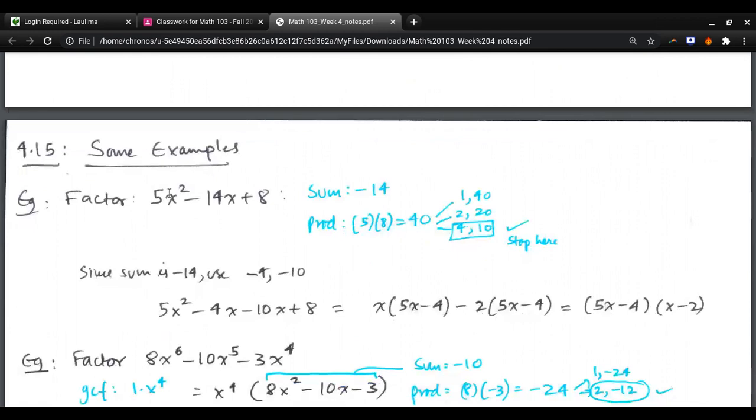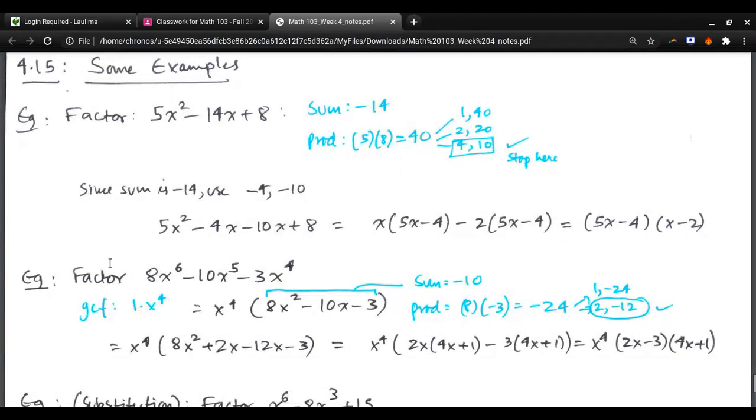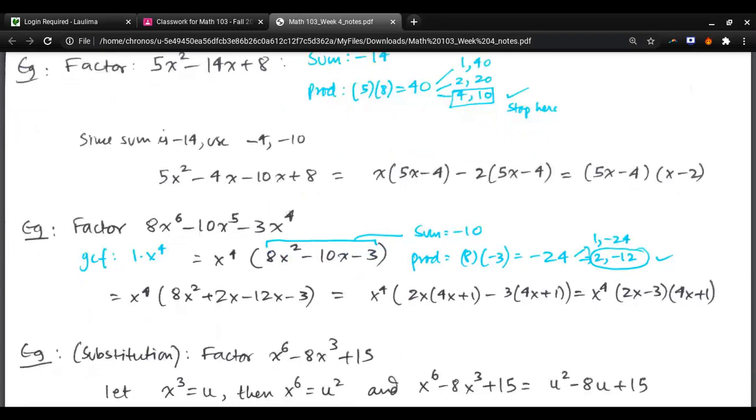Some more examples here. So what you can do is you can pause at each point and try to figure out how to break the negative 14x. Some that I wanted to go over.